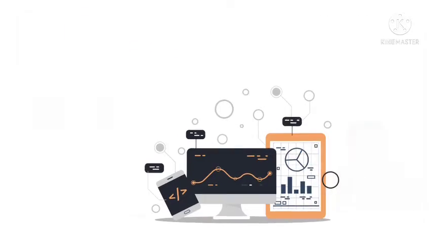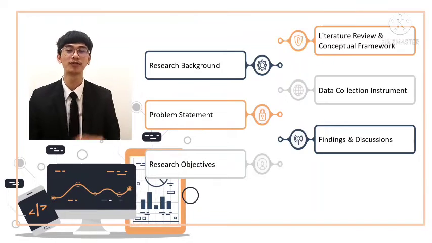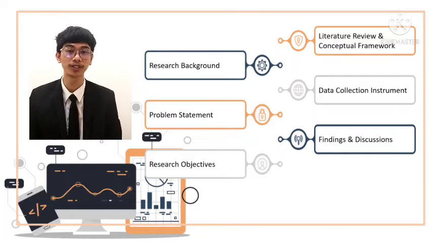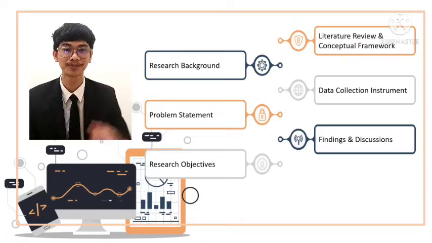And my partner is Muhammad Aizul bin Amir, student ID 2019-853684. I would like to start with the contents of this study, which consists of the research background, problem statement, research objectives, literature review and conceptual framework, data collection instrument, findings and discussion, and a conclusion. So let's get started with the research background.